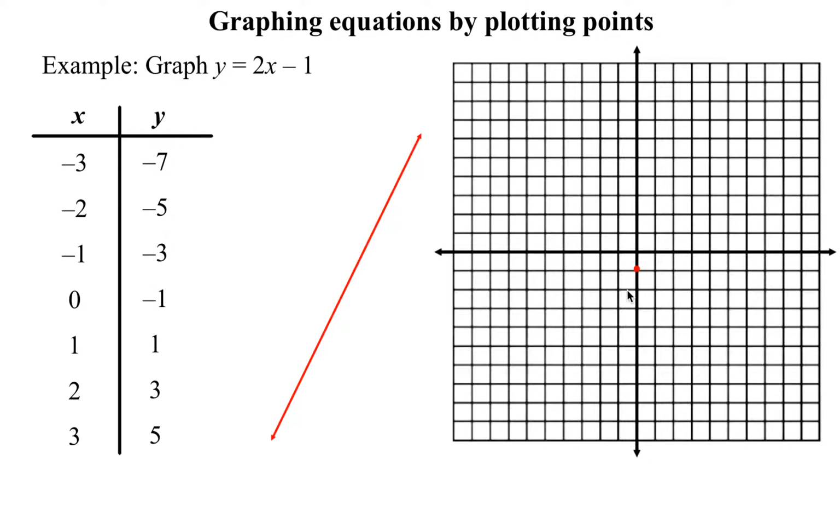So here's 0, negative 1, there's another point, there's 1, 3, negative 7, and then going in the positive direction, we have these points as well. I think that's all of them, yep. So then we can connect those dots together to form a line, and you should always get a straight line for a linear equation, and it should look something like that.